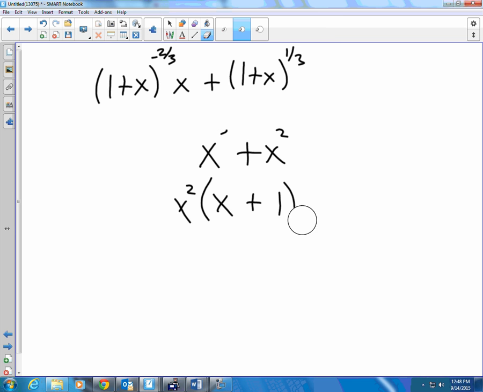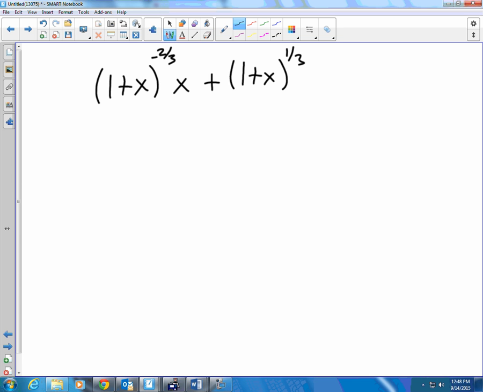Okay, let's try a slightly more difficult problem. Let's say you have this: y to the negative 2 plus y. Factor it. What is the smaller of the two exponents, negative 2 or positive 1? Negative 2 is smaller. It's further to the left on the number line. So we take it out: y to the negative 2 times, okay, we subtract.